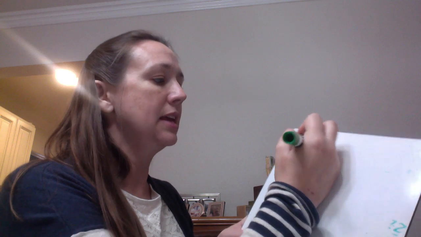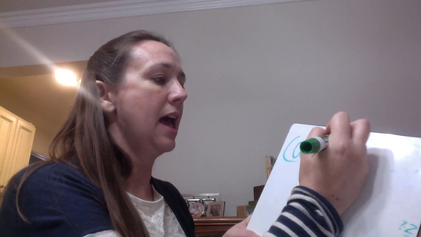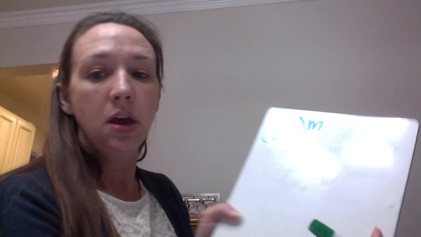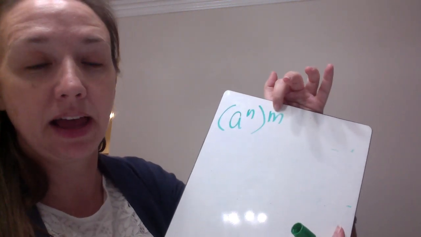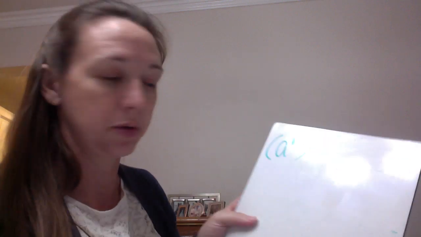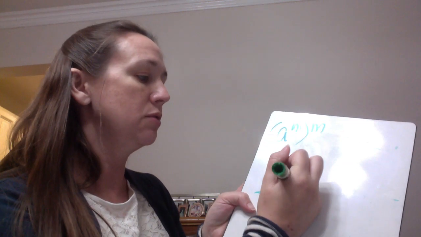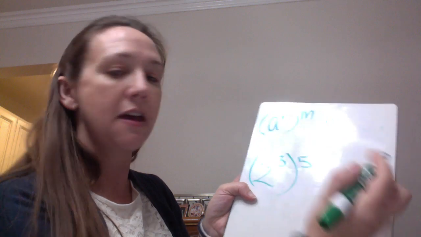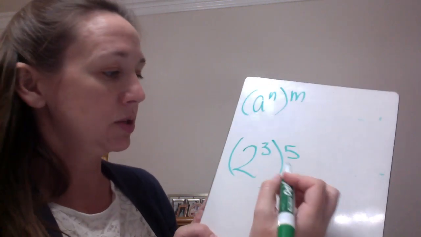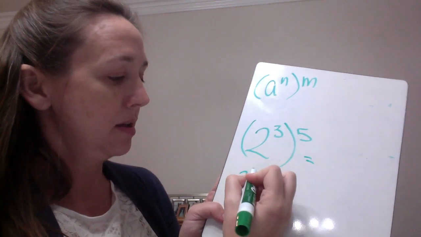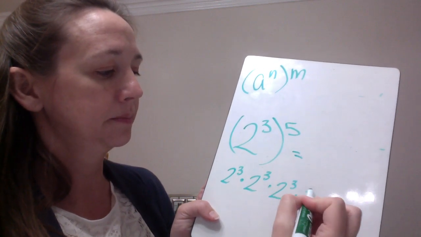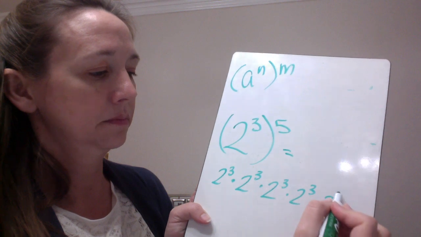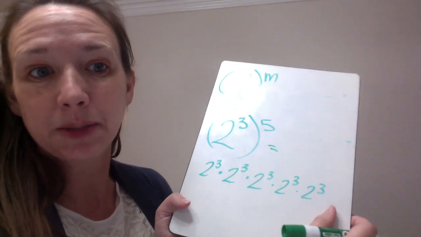In the next one, it says a to the n to the m power. What this is saying to do is to take this exponent and multiply it by itself this many times. Copy it like a photocopy machine. So if I have 2 to the third to the fifth right here, this means write 2 to the third 5 times as a multiplication problem. If you wanted to, you could expand that out again.